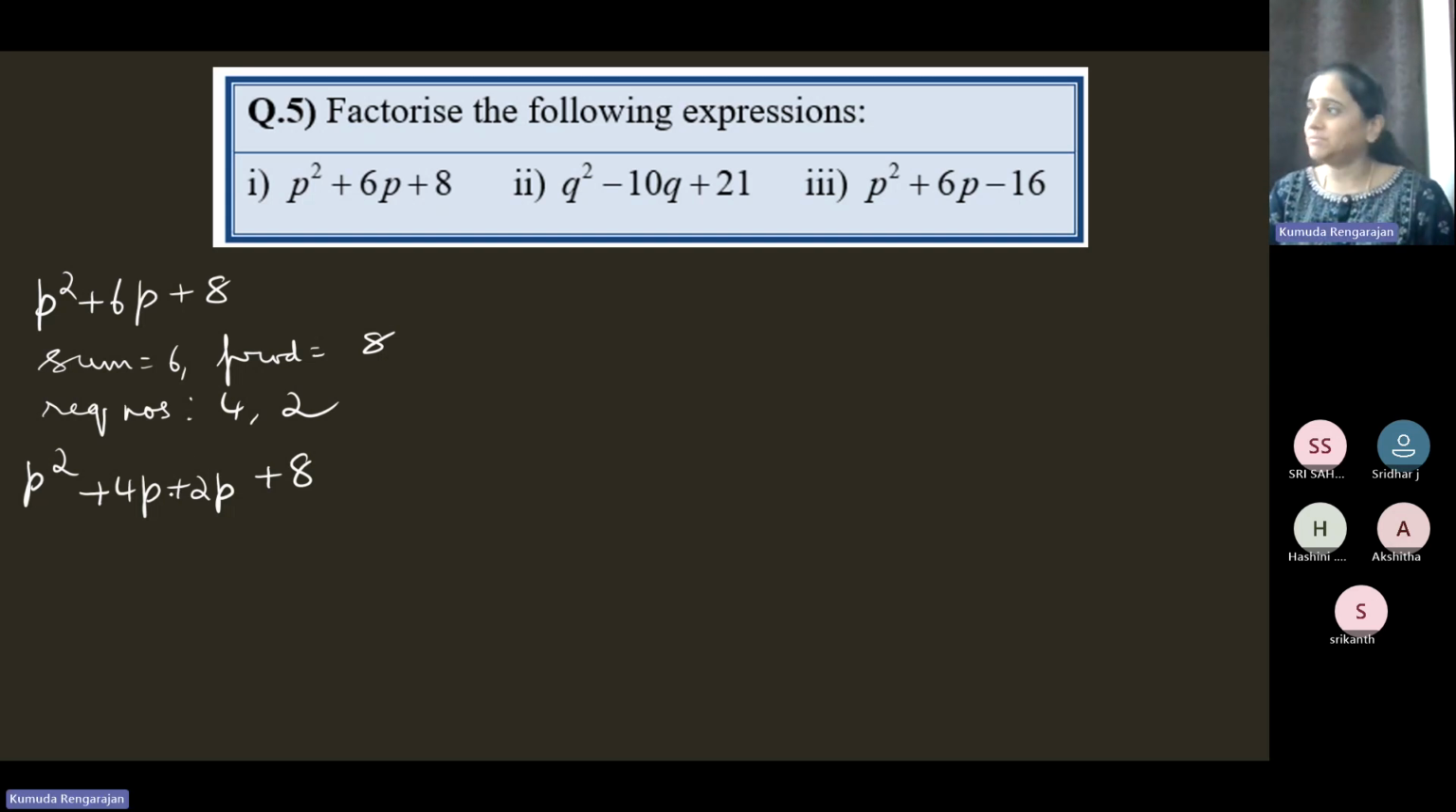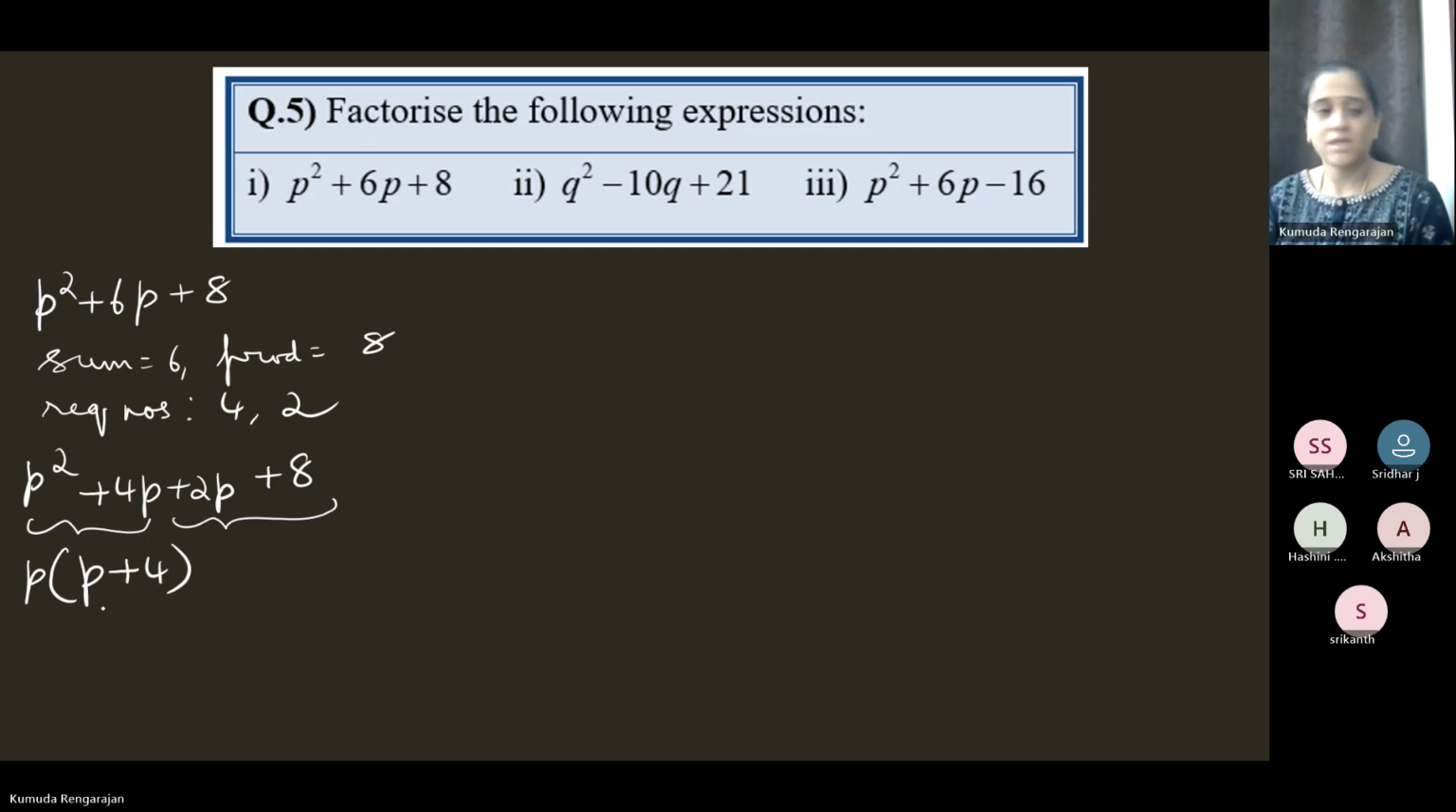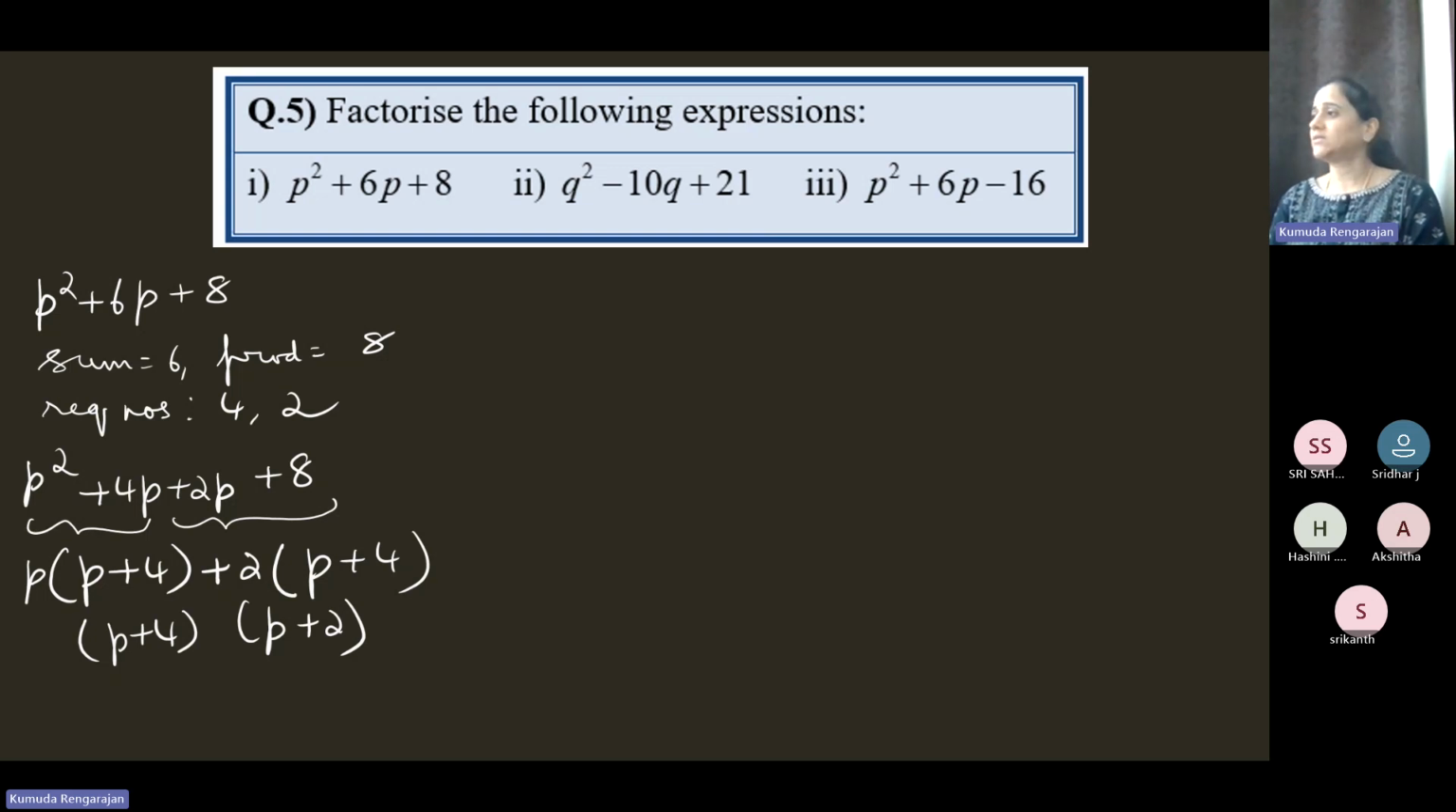Now after you split the middle term, grouping. Split and group. First two terms, last two terms. What's common? P. P in bracket, p plus 4. P into p is p squared, p into plus 4 is plus 4p. Then plus, what's common? 2. And in bracket, p plus 4. Same thing will come. But multiply and check. 2 into p, 2p. 2 into 4, 8. So now p plus 4 in one bracket and p plus 2 in the other bracket. Very good. So these are the two factors of p squared plus 6p plus 8. Got it? Very good.